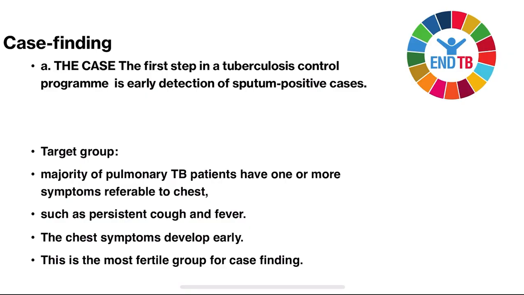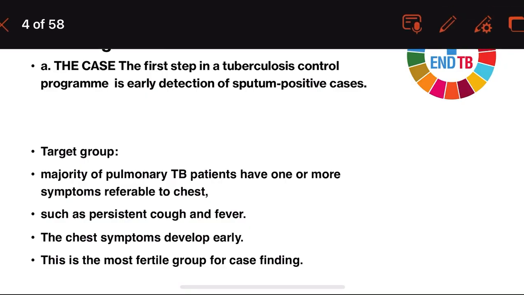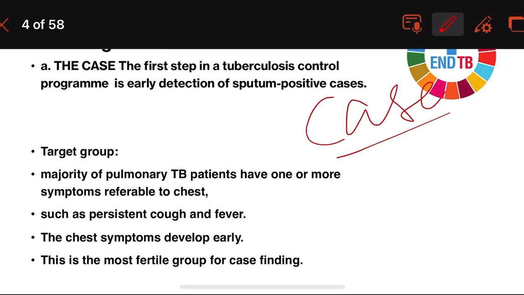Majority of the pulmonary TB patients have one or more symptoms which are referable to the chest. So which are these patients? Target group patients whom we have to focus on and send for sputum culture, and case finding has to be done in these patients. Majority will present with symptoms referring to the chest, such as persistent cough and fever. The chest symptoms are the ones which will develop very early. This is the most fertile group for case finding. So case finding has to be done at the earliest in this target group.